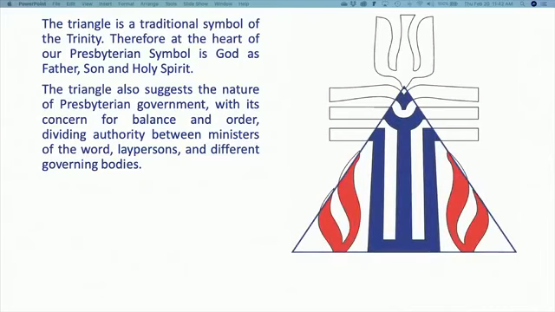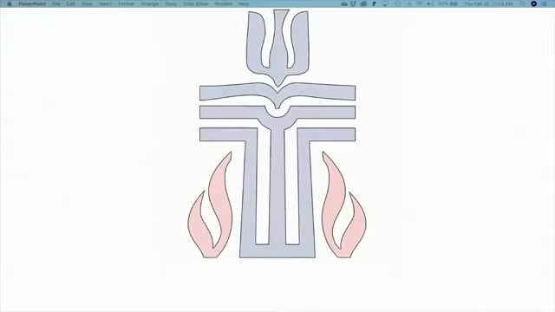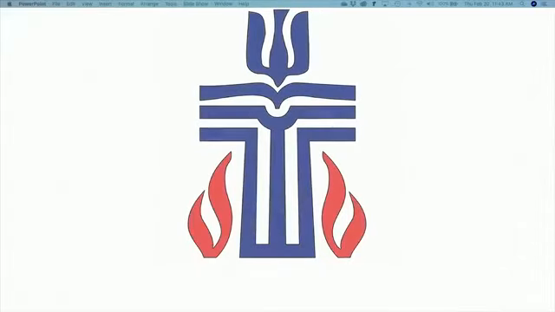And then, for all you mathematicians, the triangle, the Trinity is at the heart of the symbol. Shows the Father, Son, and Holy Spirit, but it also suggests the order of our government, of a balanced government, the difference between that it's balanced between lay people and ordained people, that it represents our governing bodies. So, do you see that? I think that's pretty slick. And that's our symbol as it is right there.